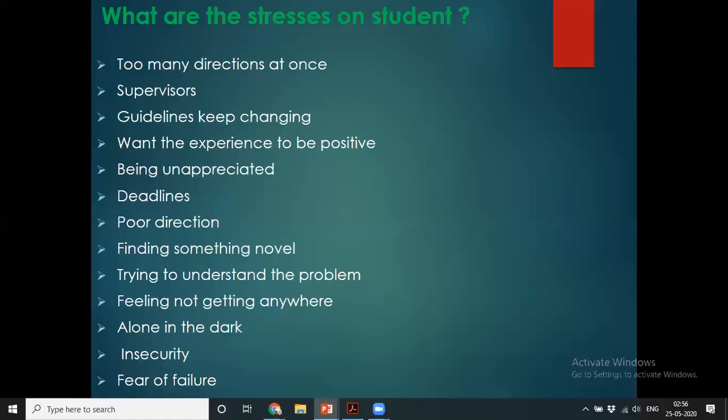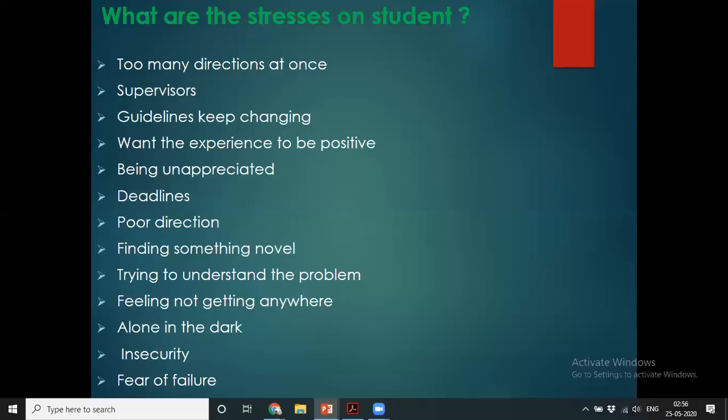Then deadline also acts as a stressor. Due to the deadline, the research scholar gets stressed, because if you are not doing the work properly, what will happen? For the progress seminar and all, a fixed tenure would be there. Within 6 months, you will have to give your progress seminar. If you are not able to show proper results, proper work in the progress seminar, it will be problematic for you. That's why, due to this kind of deadline, the student also gets stressed.